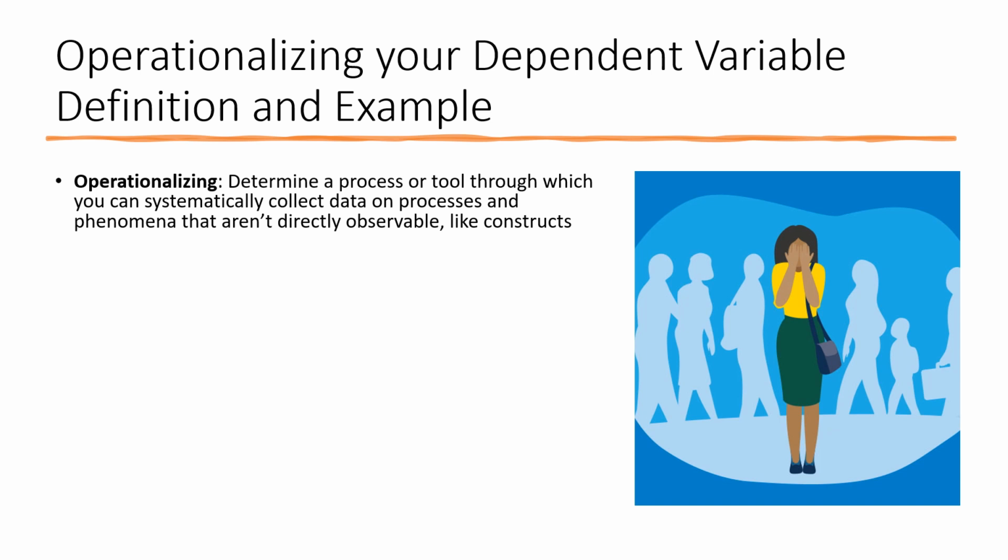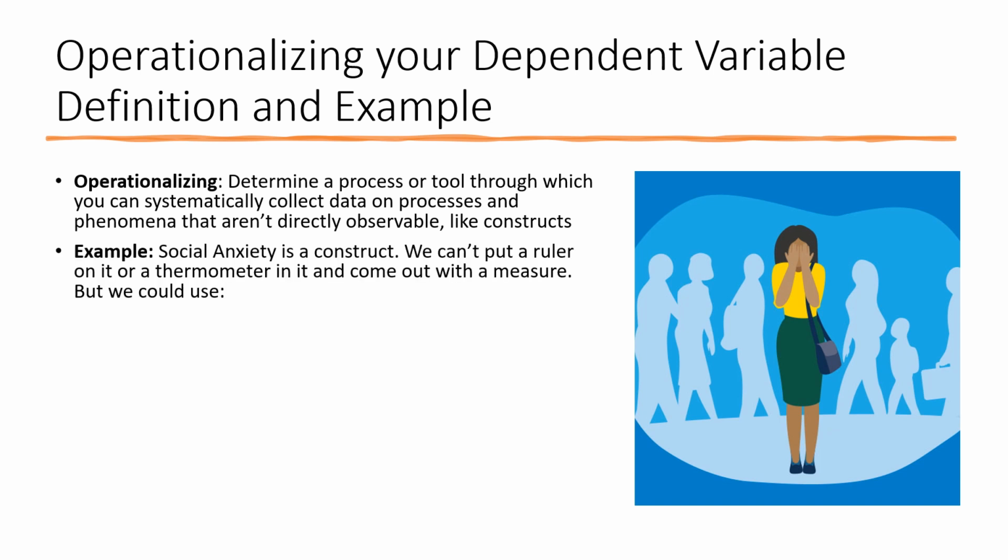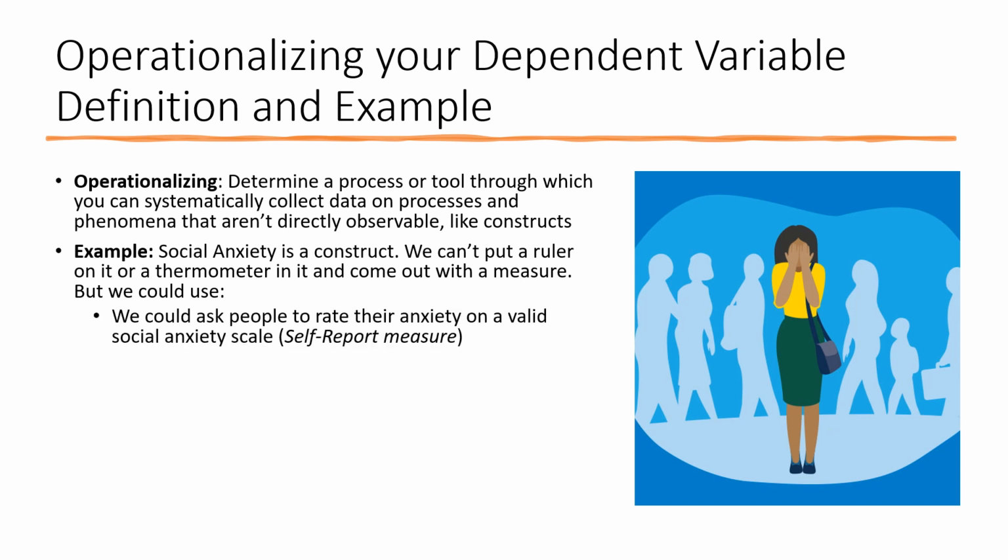So operationalizing your dependent variable, first we'll define it and then we'll give an example. Operationalizing means to determine a process or tool through which you can systematically collect data on processes and phenomena that aren't directly observable. So social anxiety is a construct. There's no thermometer or ruler that can measure it. But we could use a few different things. We could ask people to rate their anxiety on a valid social anxiety scale. That's called a self-report measure.